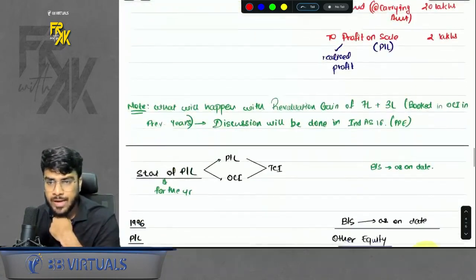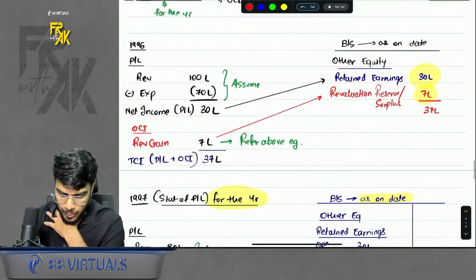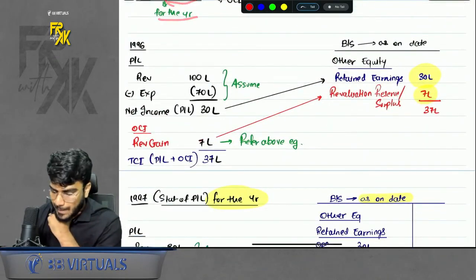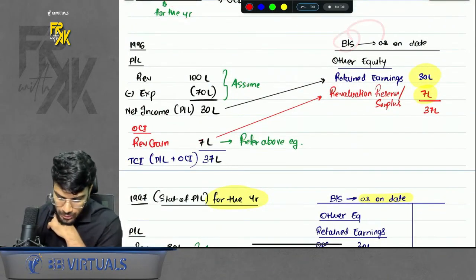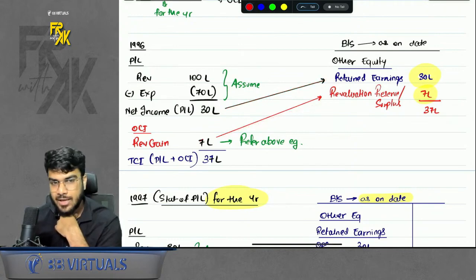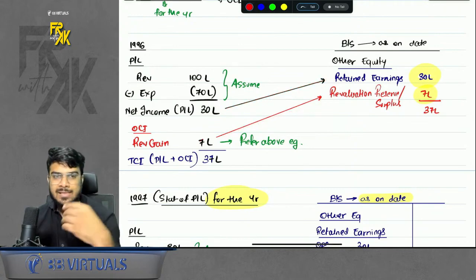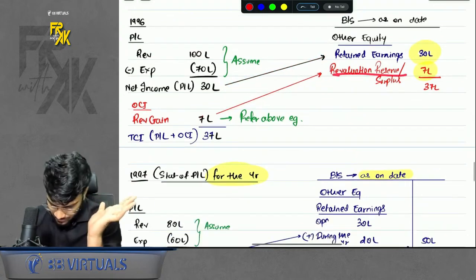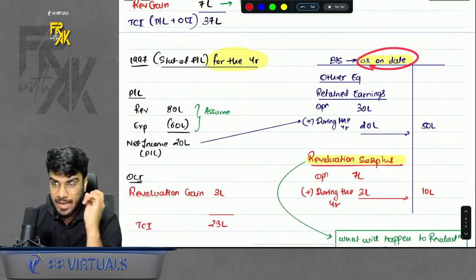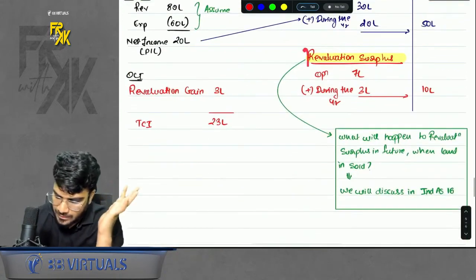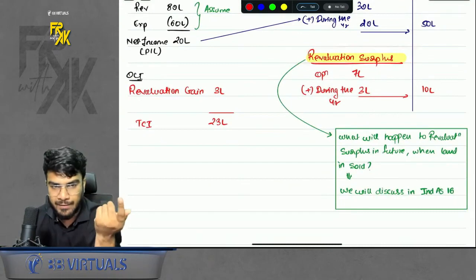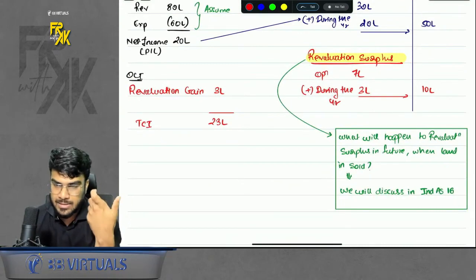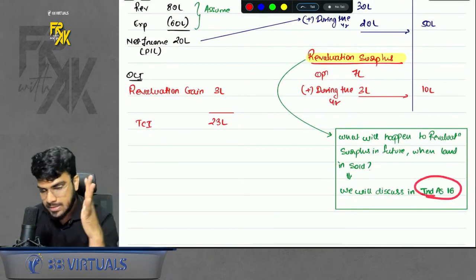Apart from this, we also came to know one more element is that profit and loss is prepared for the year, balance sheet is prepared as on date, and also your normal profit gets accumulated in retained earnings, while your revaluation gain under the head of OCI gets accumulated under a separate head known as revaluation surplus. So under other equity, show everything as on date. And what will happen with this revaluation surplus at a later date when the land is sold, that we will discuss under the respective IND AS, and that is IND AS 16.